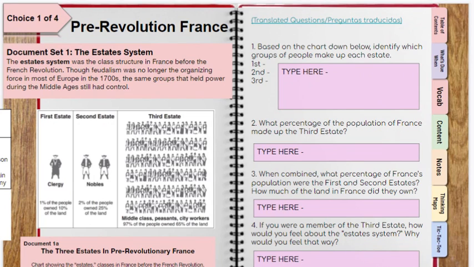So we have the first estate, which is the clergy. They make up 1% of the population and they own 10% of the land. The nobles were 2% of the population and they own 25% of the land. And the third estate was everybody else: middle class, peasants, city workers. They're 97% of the population and they own 65% of the land.